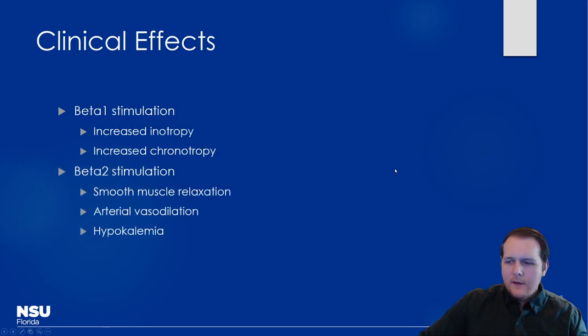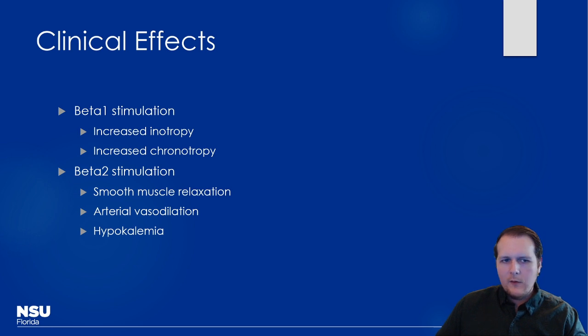With beta-1 stimulation, again, we know that's primarily on the heart, so you're expecting to see increased inotropy, increased chronotropy, right? This can include tachyarrhythmias, but most often sinus tach is going to be the most common thing you're going to find them coming in with. And then for the beta-2 effects, you're going to expect to see some smooth muscle relaxation. So again, you can use this like a bronchodilator. You expect to see hypokalemia and even some arterial vasodilation.